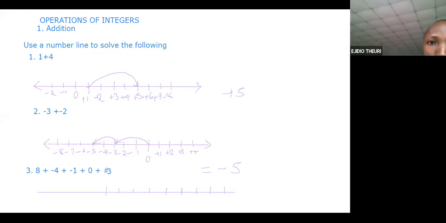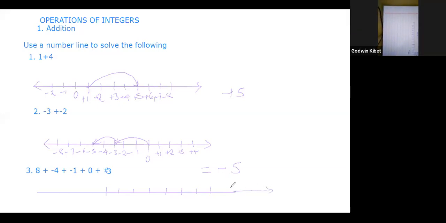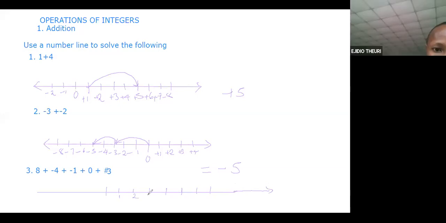Yes. Let us test 6. That is 1, 2, 3, 4, 5, 6, 7, 8, 9, 10. So that is plus up to 10. Then 2, 3, 4, 5, 6, and -1. This is 0. -1, -2, -3, -4, -5 and -6.